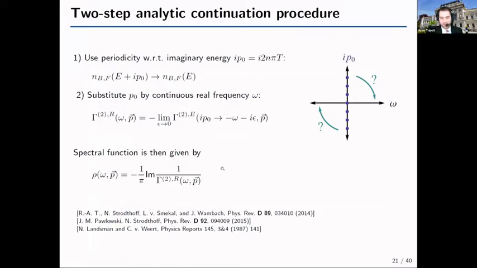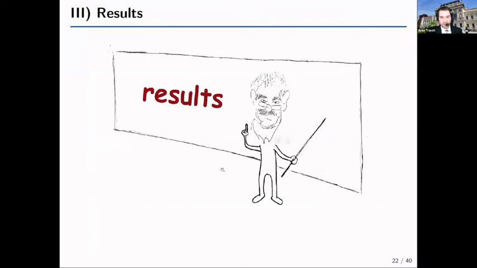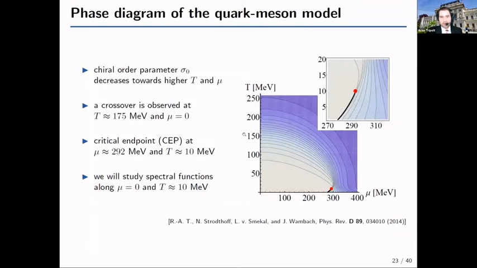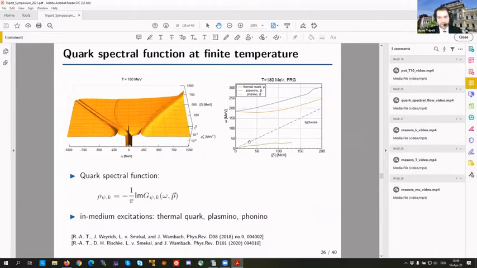So with this, I want to come to results. And I want to start with the phase diagram of the quark-meson model, which you see here. So you see we have a crossover transition over a wide range of the phase diagram, so a chiral crossover. Then we have a critical endpoint and a first order phase transition. And I will basically show you spectral functions along two lines in this phase diagram. So first along the temperature axis and then along this line, which will cross the critical endpoint.